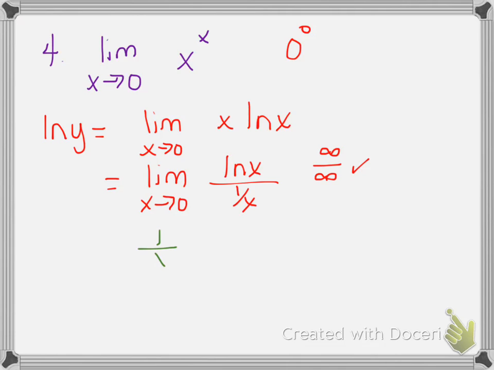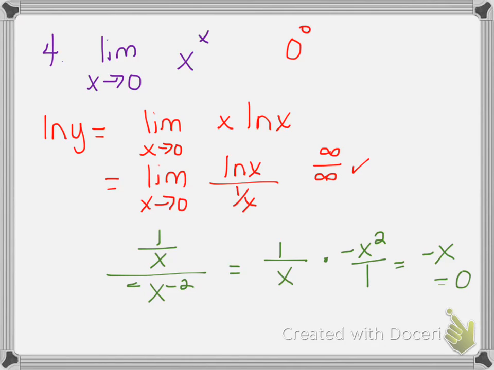Derivative of the top is 1 over x. The derivative of the bottom, that's x to the negative 1, so this would be negative x to the negative 2. And then we're going to simplify before we do anything, since I know that some of those x's can go away. Negative x to the negative 2 is the same as negative 1 over x squared. So I can rewrite that as negative x squared over 1. We get negative x. Plug in 0. You get 0. So natural log of y equals 0, which means y equals 1. Lots of zeros and lots of ones here.